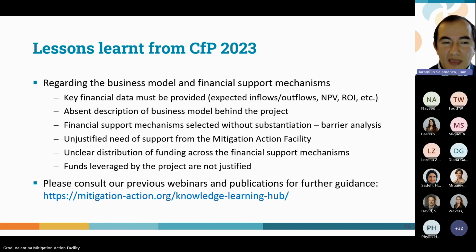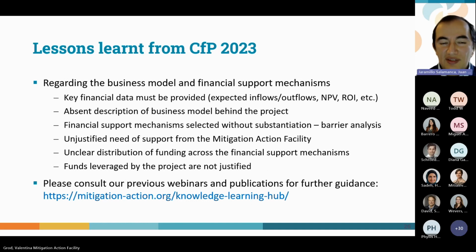Furthermore, the selection of the financial support mechanisms starts in the barrier analysis, as the financial mechanism should tackle the existing barriers that prevent the investment in these mitigation technologies. So please make sure to justify the selection of your financial mechanism in order to make clear why you are picking it. We are also asking you to compare it with alternative financial mechanisms and to justify why your selection is the best suited for the support of the project.